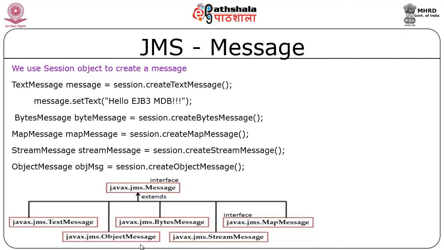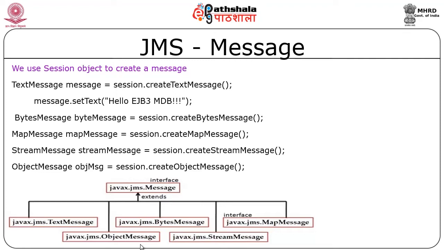Similarly, if we want to create a byte message, again we can use the method create bytes message over the session handle. If we want to create a map message, it is nothing but a key value pair. Byte message means every message comes in the form of bytes. Again for the map message, the create map message method has been called over the session handle. Then for stream message, the create stream message method is available, again called over the session handle. And if we want to create the message as an object, then the create object message method has also been called over the session object.